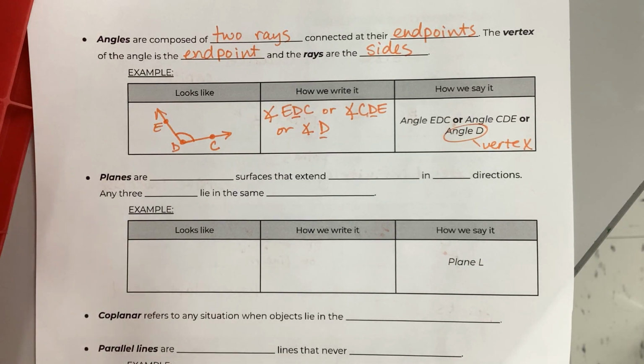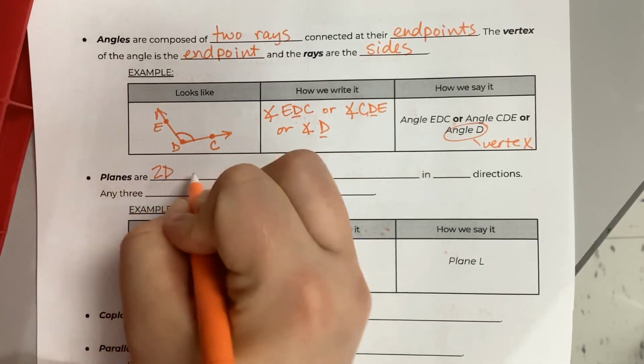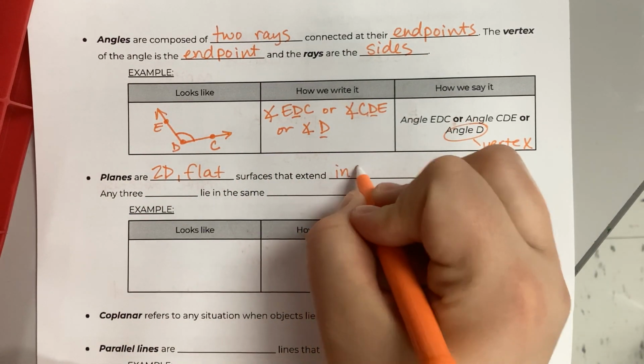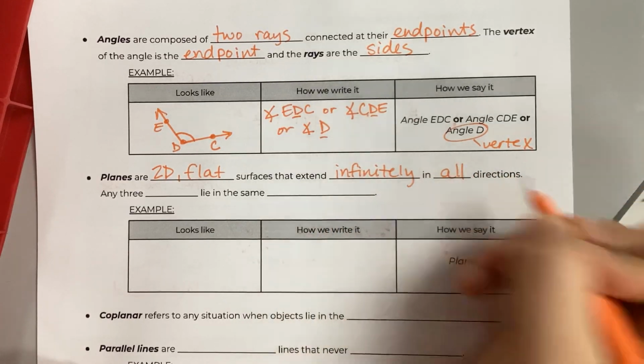Our next word, planes. These are two-dimensional flat surfaces that extend infinitely in all directions.